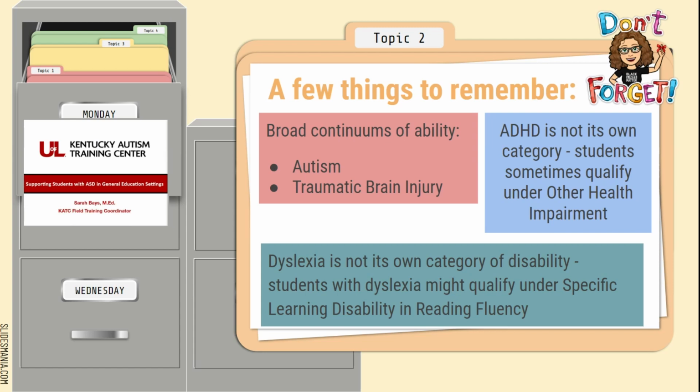In case you weren't aware, we have lots of students that have ADHD. It's not its own category within IDEA. So if a student has ADHD and has significant impact on their learning, then they sometimes qualify under the category Other Health Impairment, or OHI, is how we usually talk about that. It's also important to note that dyslexia is not listed as its own category of disability. Students with dyslexia might qualify as having a specific learning disability in reading fluency.